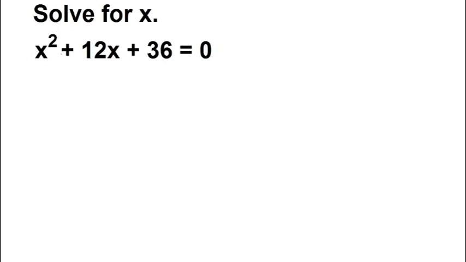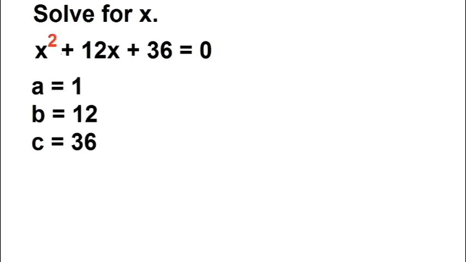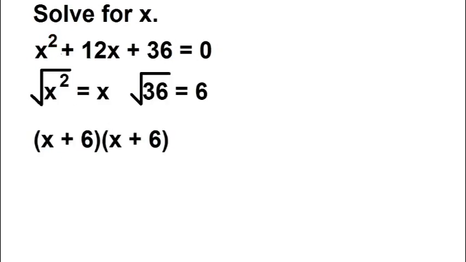Solve for x. x squared plus 12x plus 36 equals 0. This is a quadratic equation in standard form where a is equal to 1, b is equal to 12, and c is equal to 36. The expression on the left side of the equation is a perfect square trinomial.